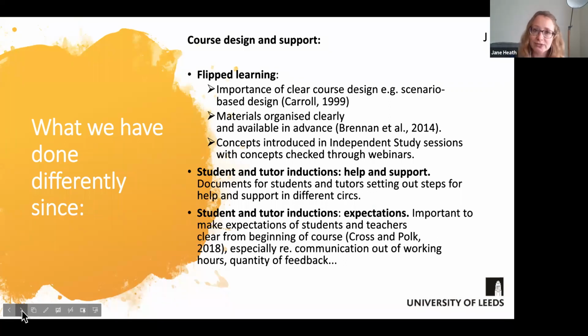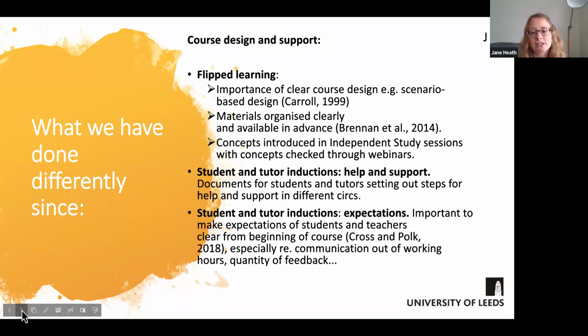And then on the course I led this summer, every day students would have a PowerPoint with voiceover to work through that would introduce a concept. They would then have a worksheet to complete, which gave them some practice. And then they would have a webinar with their tutor and the rest of their group to really just check their understanding of the concept and try to push their understanding a little further. So flipped learning has been really key.